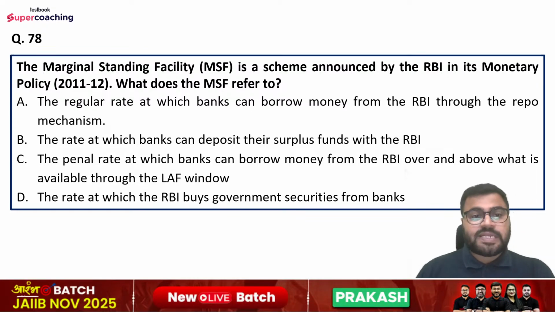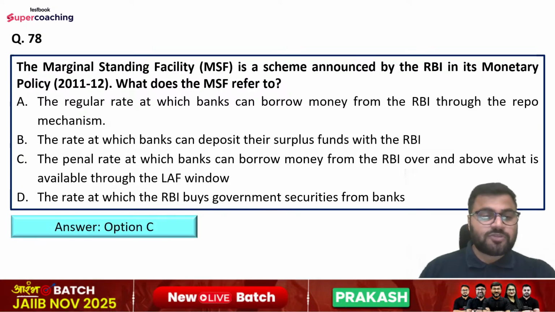Options are the regular rate at which banks can borrow money from the Reserve Bank of India through the repo mechanism, the rate at which banks can deposit their surplus funds with the RBI, the penal rate at which banks can borrow money from the RBI over and above what is available through the LAF window, the rate at which the RBI buys government securities from the banks. Right answer is option number C.